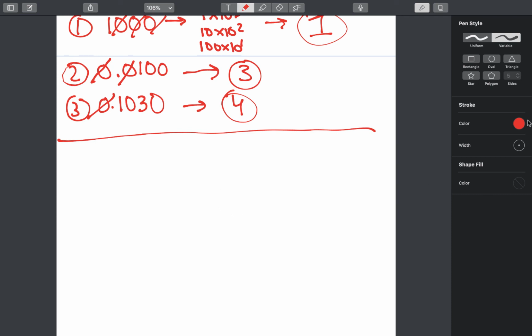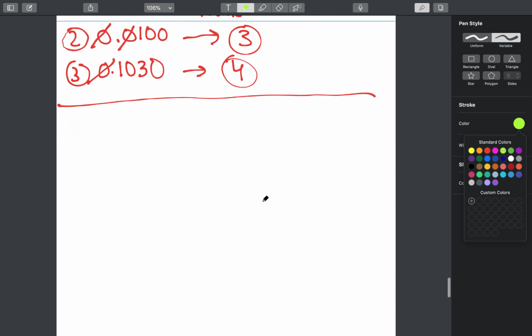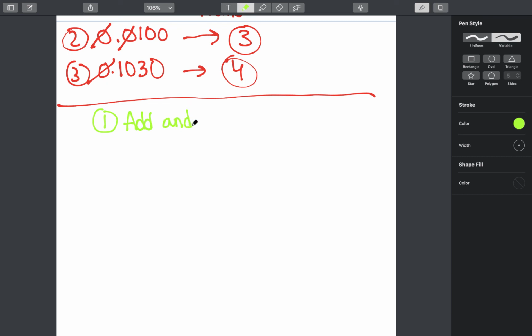All right, so now that we know how to count sig figs, let's go into the different rules for calculating. So let's talk about when you add and subtract. So adding and subtracting. Let's add a bunch of stuff here.